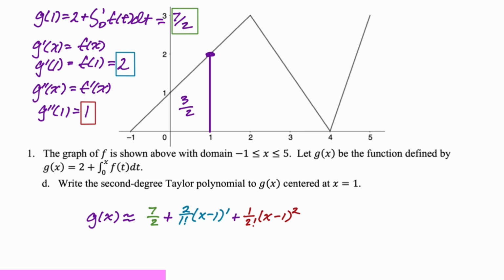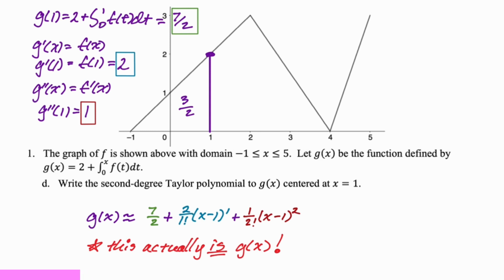A weird little thing happens here, though. It's actually the case that the second degree Taylor polynomial for this thing is this thing, right? Because if you think about it, g of x is 2 plus the integral from 0 to x of a linear function. If you integrate a linear function, you get a quadratic. So this actually is g of x. It's not just the polynomial. So I'm going to leave it as is.